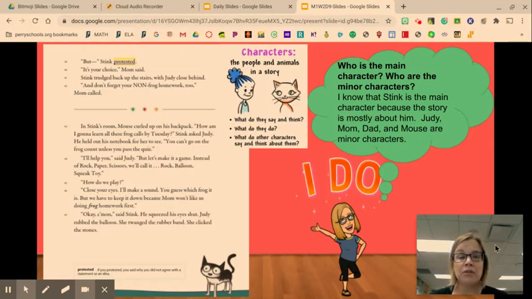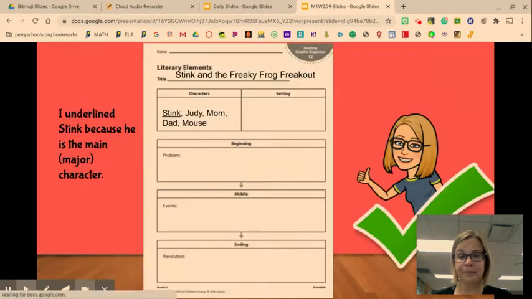I know that those are some of my characters because in the story, we know Stink is saying something right here. We know Mom said something. Judy is close behind. So these characters are all within the story, and they have some part of the story. They are part of the dialogue. They're part of what happens in the story.